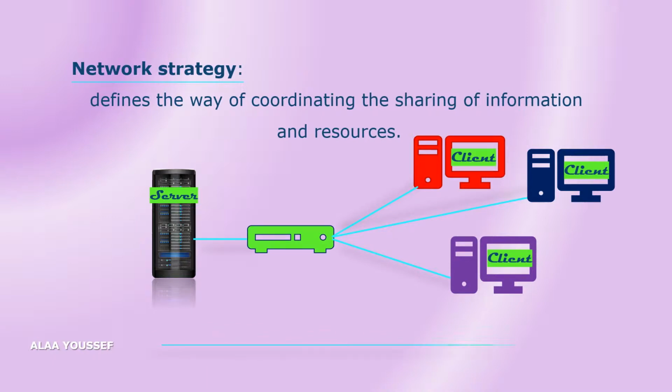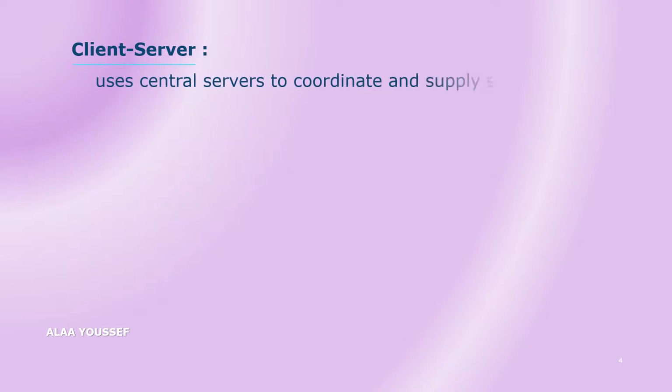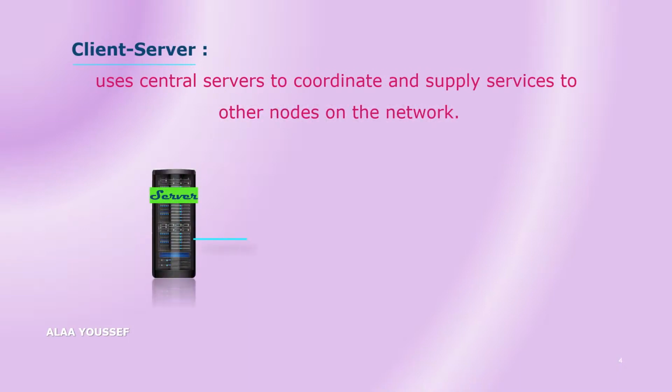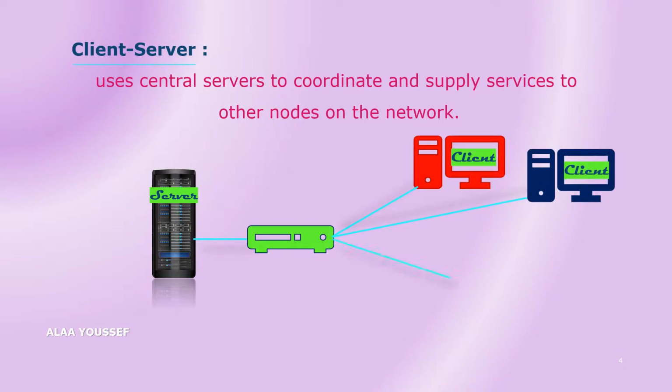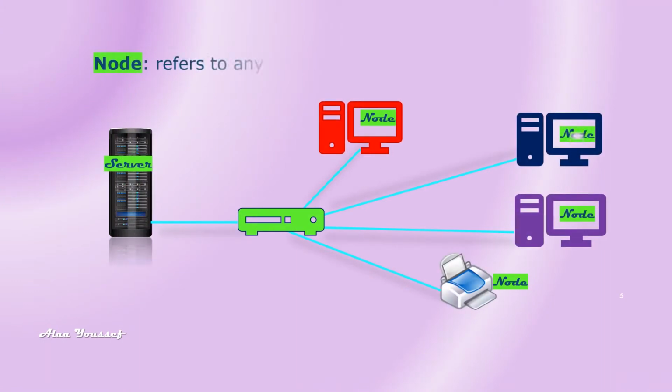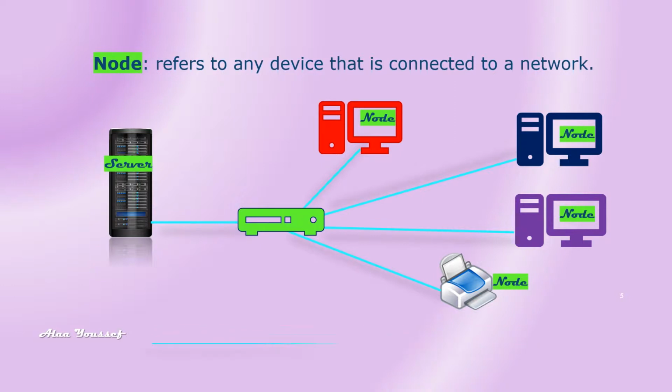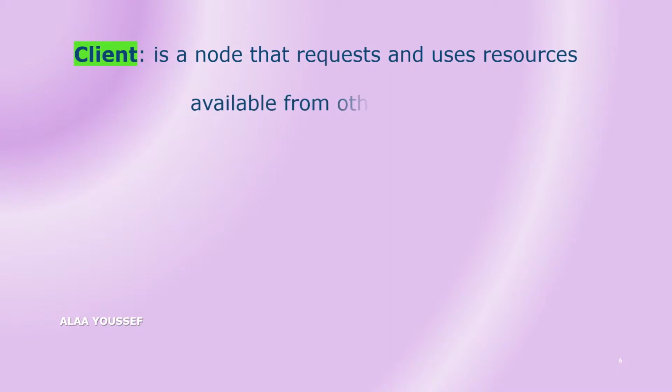One of the most common network strategies is the client-server strategy. In client-server strategy, central servers are used to coordinate and supply services to other nodes on the network, where a node refers to any device that is connected to a network, while a client is a node that requests and uses resources available from other nodes.